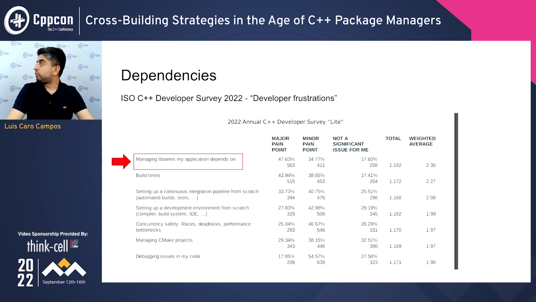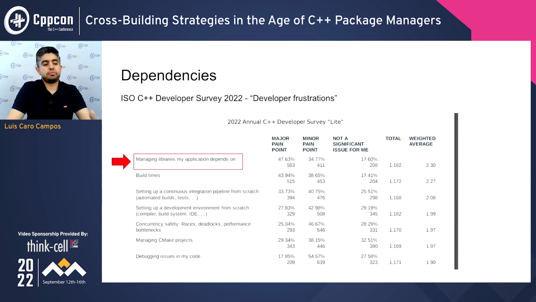These are the results of the recent C++ developer survey earlier this year, where one of the questions was, what are the top developer frustrations? And the top one is managing libraries that my application depends on. As usual, this is not surprising at all, but when it comes to cross-compiling, I would argue that this is even more challenging because of some of the issues that we may have.